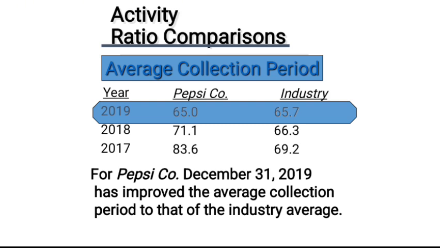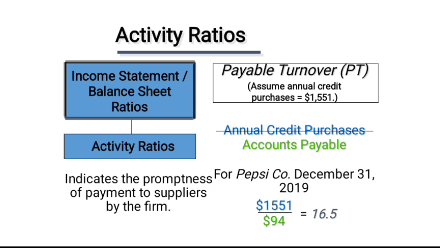If we go for activity ratio comparison and average collection, going ahead to find out payable turnover in activity ratio, again we need to get the income statement and balance sheet ratio for that. Why do we find out payable turnover? We find it to indicate the promptness of payment to suppliers by the firm, how actively the firm can pay its accounts payable to suppliers. For this we divide annual credit purchases by accounts payable.